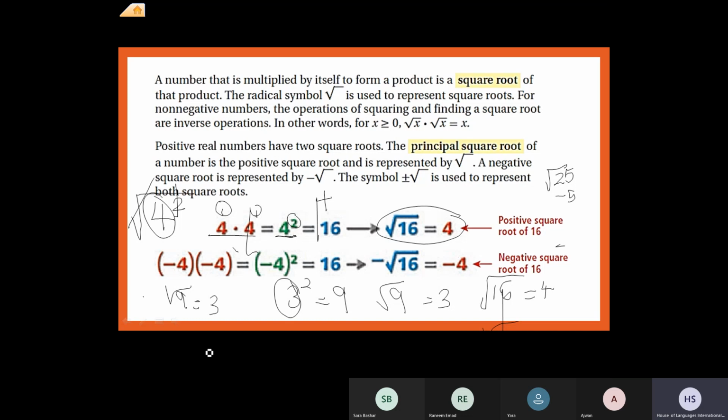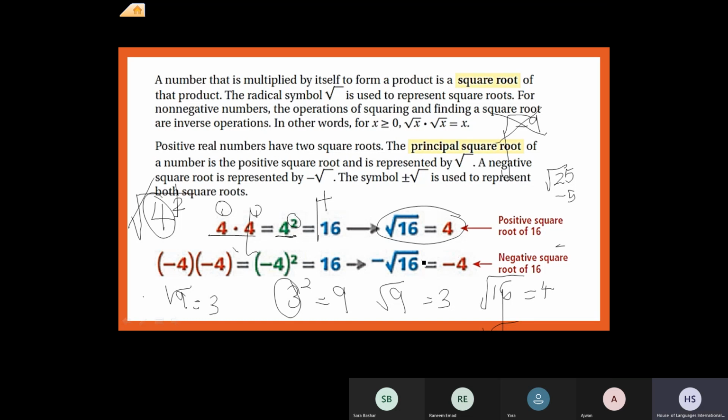The square root is only for positive numbers. You don't have the square root of negative 9, as an example. This is not real. If you talk about real numbers, we said we have real numbers, rational or irrational or integers. Now, the square root of negative 9 is not real. This is another family. It does not exist.